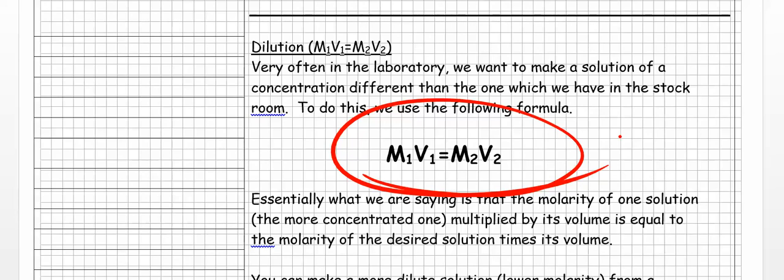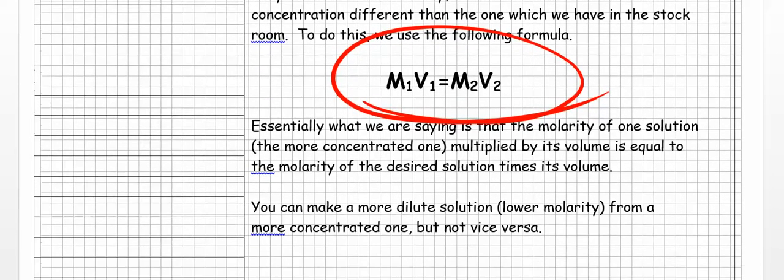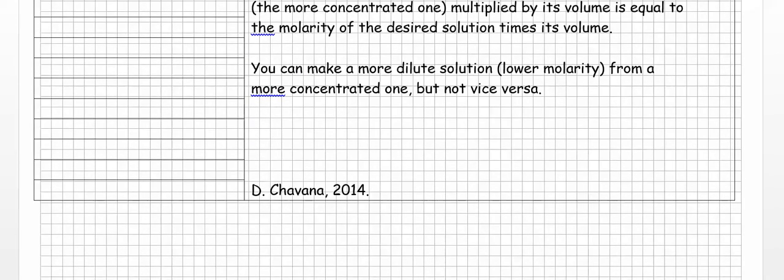So essentially what we're saying is that the molarity of the more concentrated solution, multiplied by its volume, is equal to the molarity of the more dilute one times its volume. We're going to do some examples in just a moment. So you can make a more dilute solution by lowering the molarity from a more concentrated one, but you can't go the other way around. You can't take a dilute solution and make it into a more concentrated solution, okay? It doesn't work that way. All right, let's keep going.